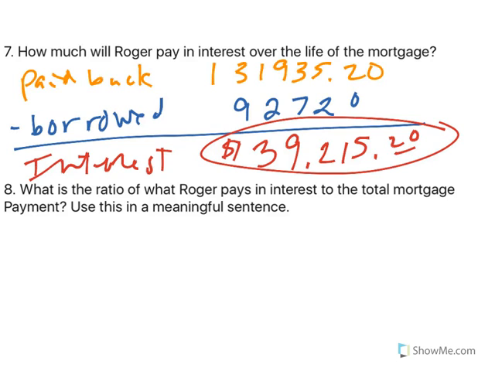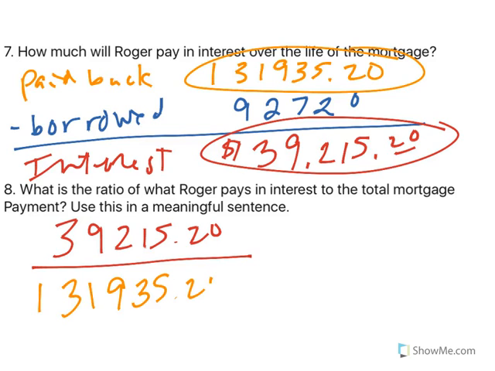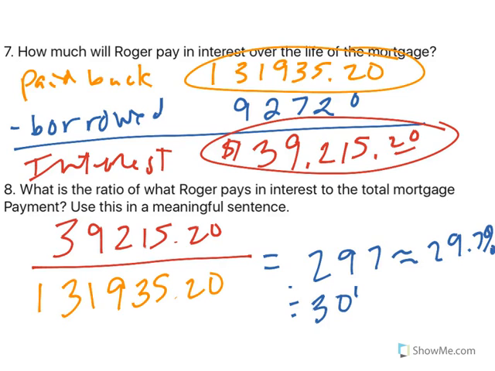What is the ratio of what Roger pays in interest? Well, he's paying $39,215.20 in interest to the total mortgage, and the total mortgage is $131,935.20. So that ratio is 0.297, which is roughly 29.7%. I'm going to round that to 30%.